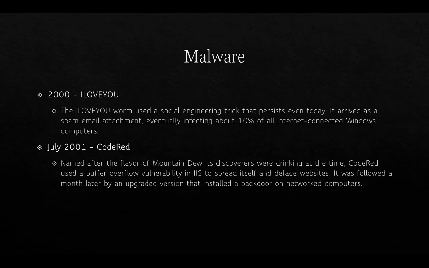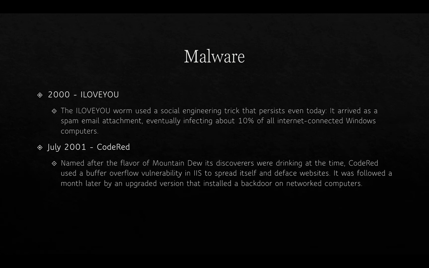impact on the internet. In 2001, there was Code Red, and this was named after a flavor of Mountain Dew its discoverers were drinking at the time. Code Red used a software vulnerability called a buffer overflow in the web server of Microsoft servers to spread itself and deface websites. It was followed then by an upgraded version that installed a backdoor on the network computers. And a backdoor in this case is something that then would allow attackers to access the computer itself.